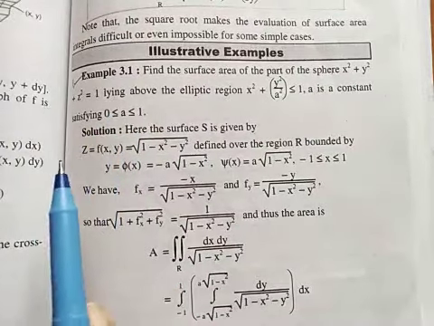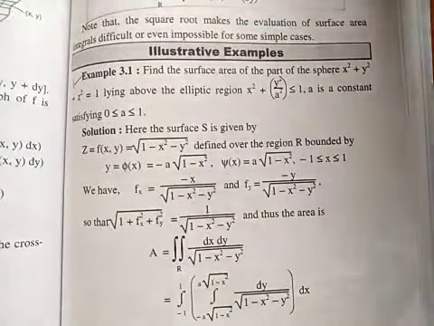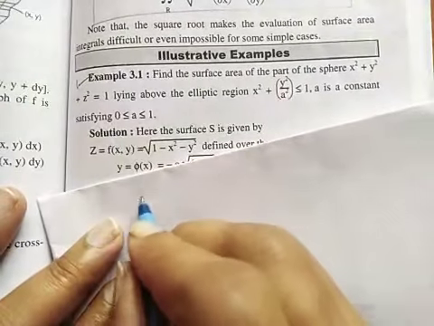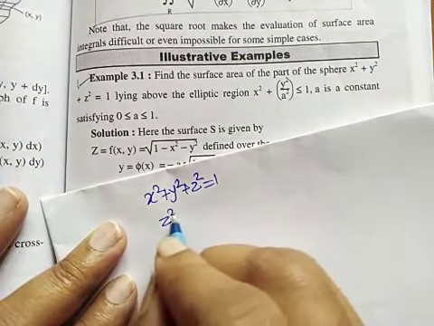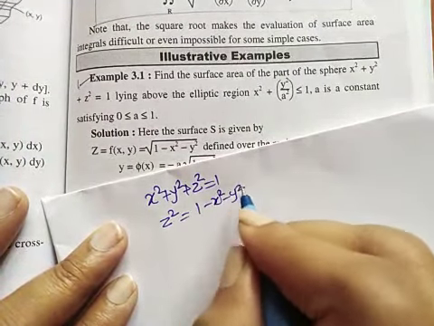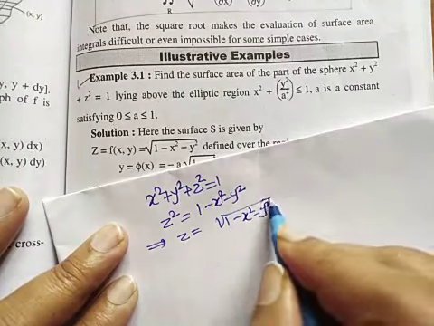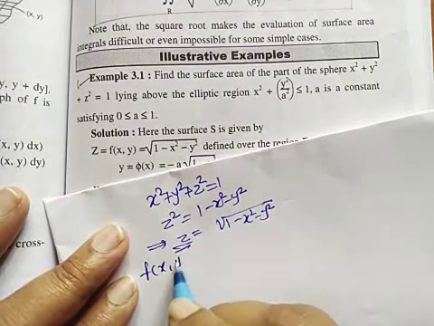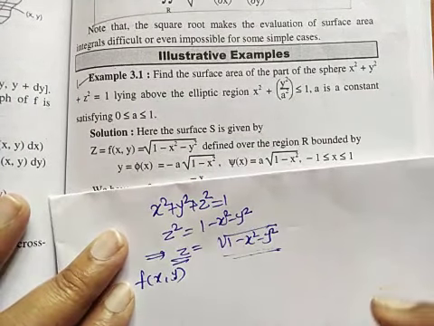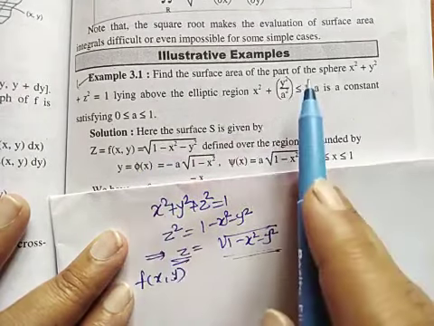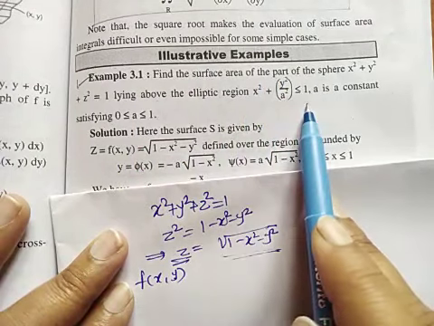We can write this as z² = 1 − x² − y². That is, z = √(1 − x² − y²). So z = f(x,y) = √(1 − x² − y²). This is the given function. We have to find the surface of this function over the given region.